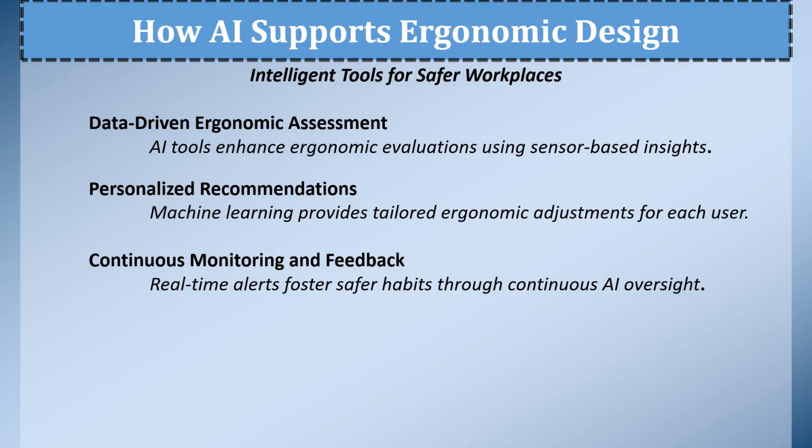Continuous monitoring and feedback. Unlike one-time assessments, AI tools offer ongoing evaluation and real-time feedback. Alerts or suggestions are delivered when unsafe postures or fatigue are detected. This continuous feedback loop helps reinforce good habits and prevent injury before it occurs. AI enables smarter, proactive ergonomics. It detects risk, learns from individual behavior, and helps maintain optimal working conditions through intelligent, personalized support.